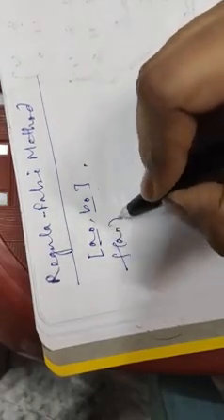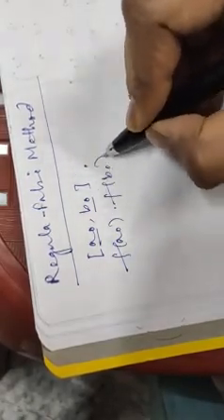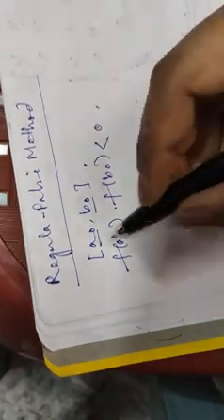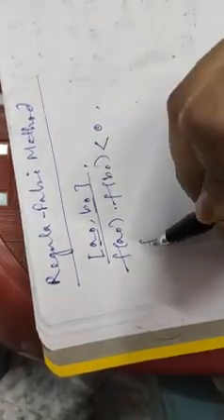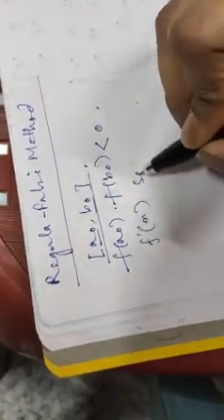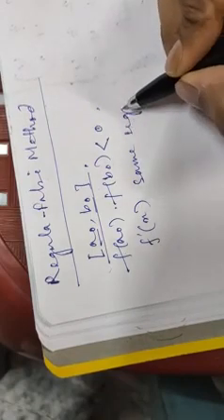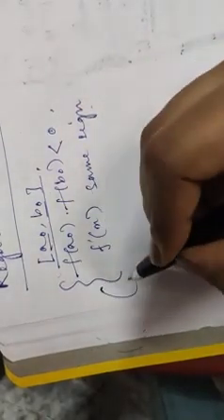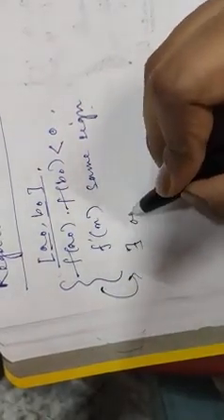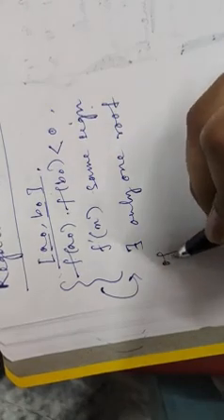That is, f of a0 into f of b0 is negative. And also throughout this interval f dash x maintains the same sign. From these two conditions, we can conclude that there exists only one root of f x equals 0 in that interval a0, b0.